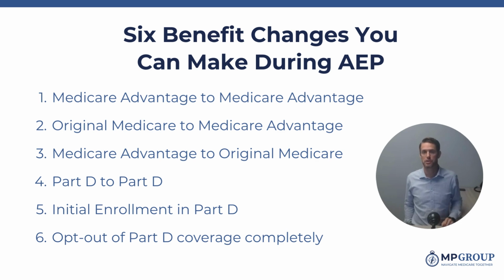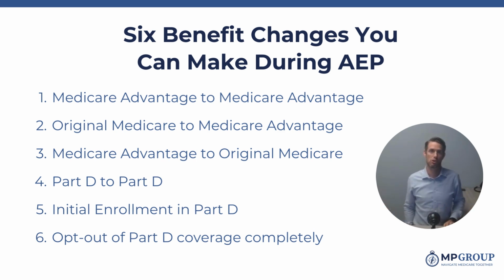The 6 changes that you can make during AEP, kind of alluded to them, but it's Medicare Advantage to a new Medicare Advantage plan, or it's original Medicare to a Medicare Advantage plan, and it could be Medicare Advantage to original Medicare. There's also one Part D plan to another Part D. There's an initial enrollment into Part D, and then there's to opt out of Part D entirely. Those last two happen very infrequently, but it does happen.